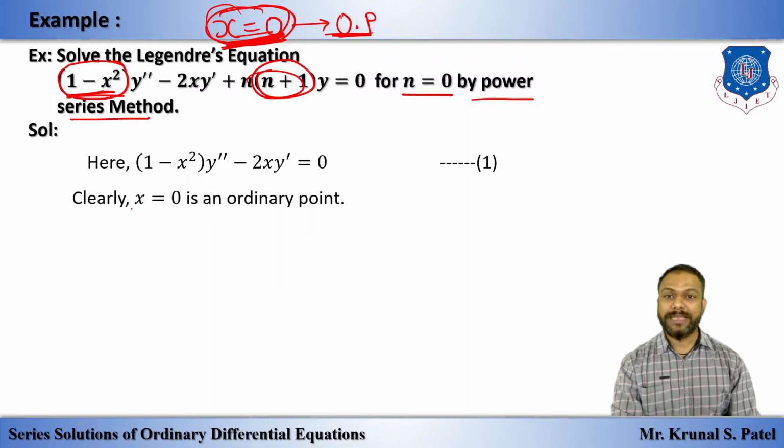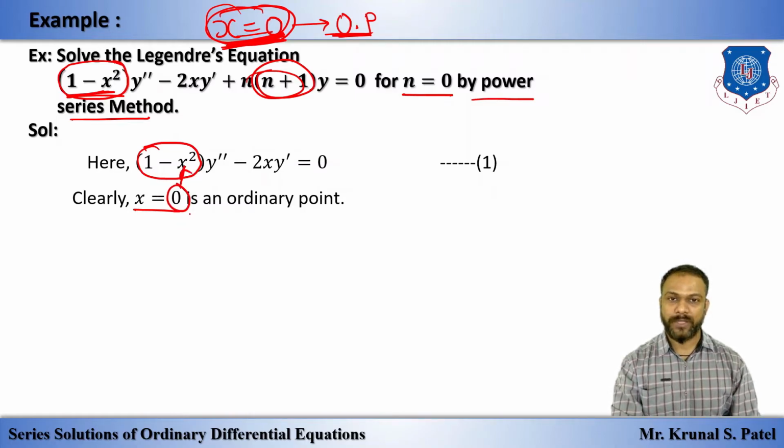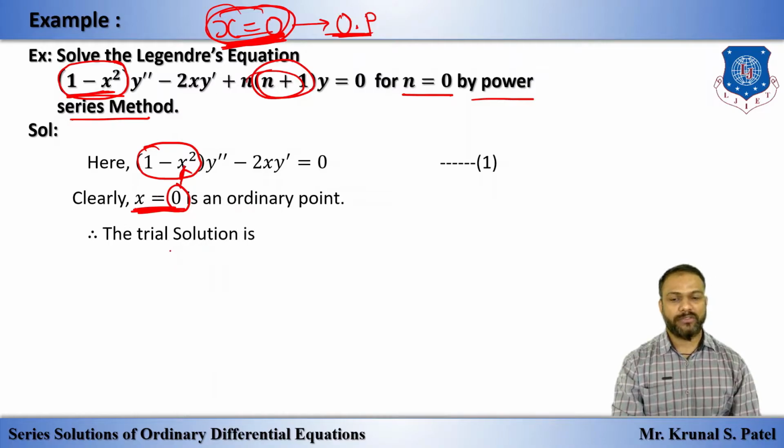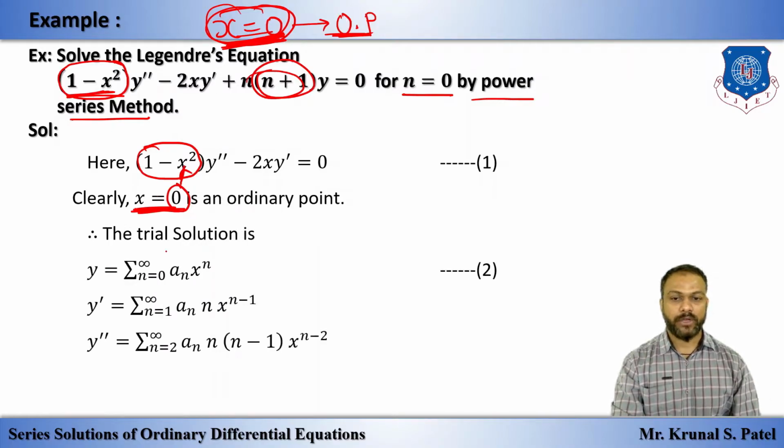Now, as I told, it is clear that x is equal to 0 is an ordinary point because coefficient of y double dash is non-zero by putting x is equal to 0. Okay, and we have to compulsory use x is equal to 0 only. Ready? Now, as I told, we have to follow that particular 7 or 8 steps. Okay, so first step is trial solution. So we'll write down the trial solution same to same, no change in the trial solution in each and every example. So in each and every example of ordinary point near x is equal to 0, you have to just write down this first step as it is.